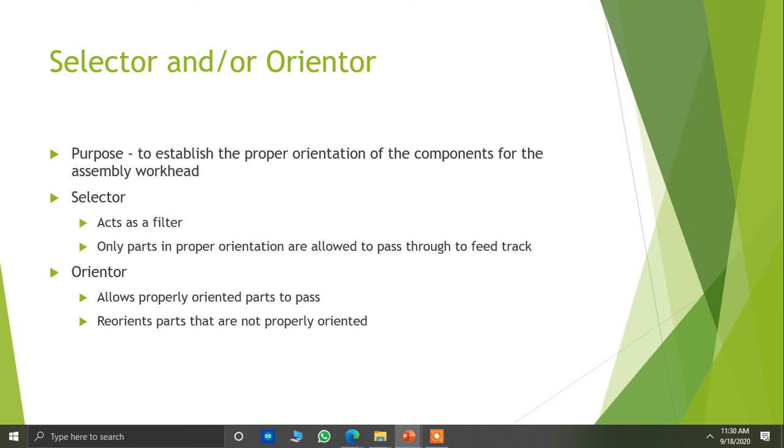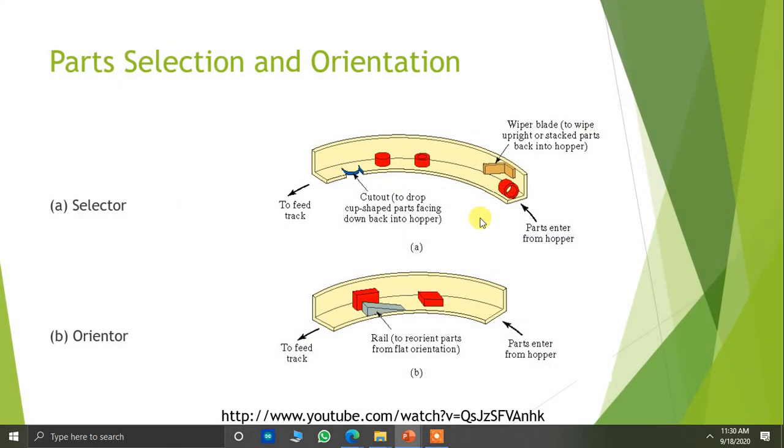Selector or orienter. The purpose of this is to place the components into the assembly workhead, and it will establish a proper orientation. What do you mean by proper orientation? For example, just check this machine. Assume this as a button. A lot of buttons are placed randomly, and there is a wiper blade which is used for orienting the object. Once the objects are oriented, only then can you drop them onto the place where you can stitch or do something.